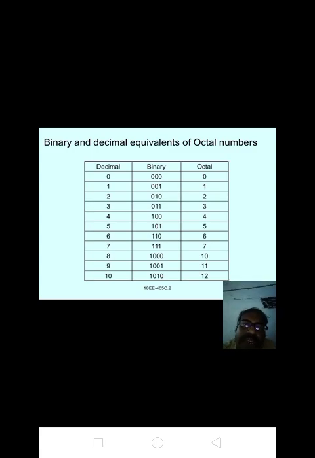Once again I am repeating: 0 is 000, 0. 1 is 001, 1. 2 is 010, 2. 3 is 011, 3. 4 is 100, 4. 5 is 101, 5. 6 is 110, 6. 7 is 111, 7. 8 is 1000, 10. 9 is 1001, 11. 10 is 1010, 12.